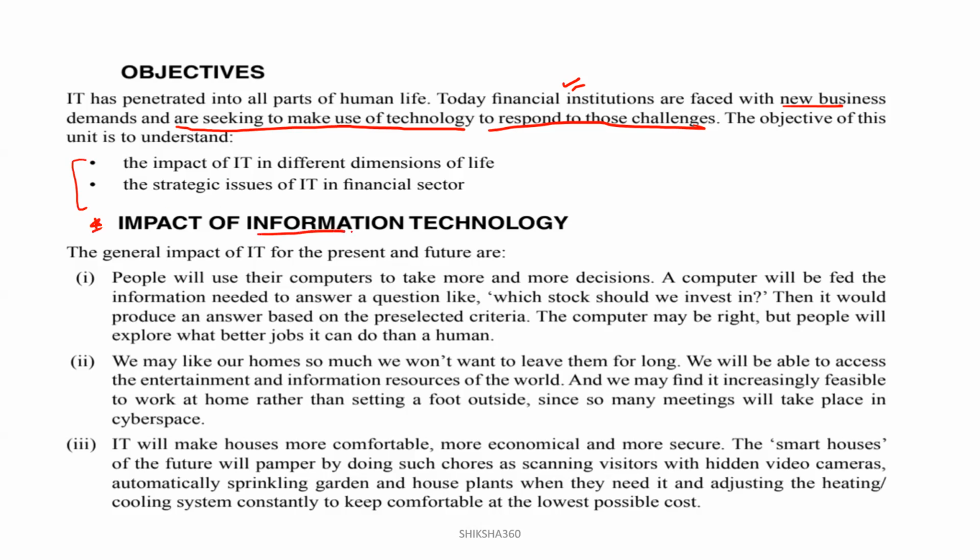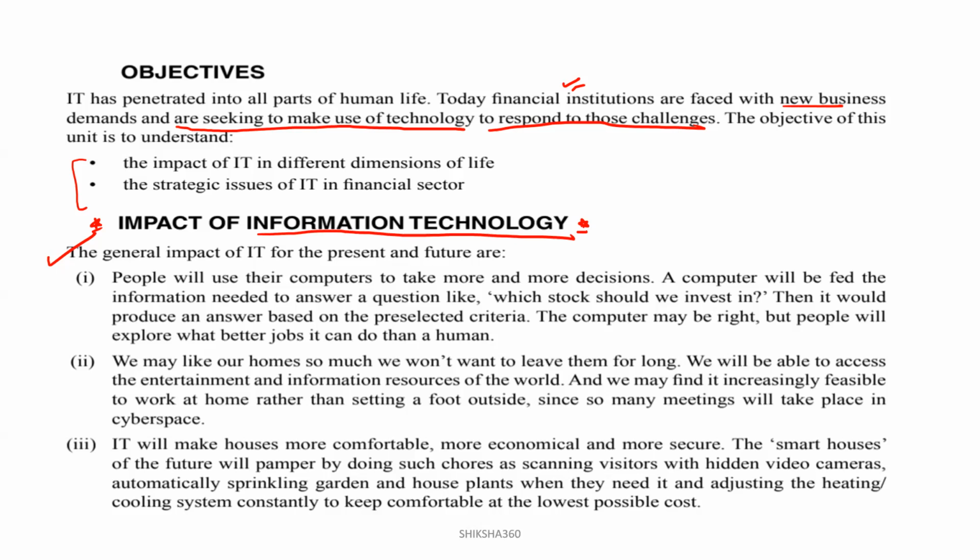First, the impact of information technology. The general impact of information technology for the present and the future: first, people will use their computers to take more and more decisions. A computer will be fed the information needed to answer a question like which stock we should invest in, then it would produce an answer based on pre-selected criteria. The computer may be right, but people will explore what jobs it can do better than a human.